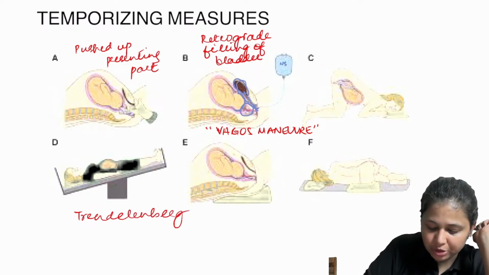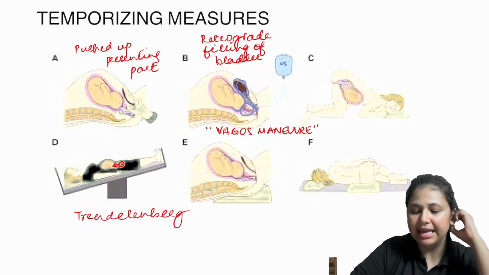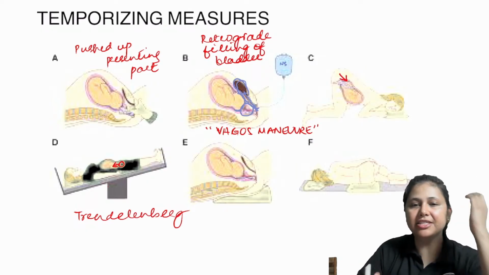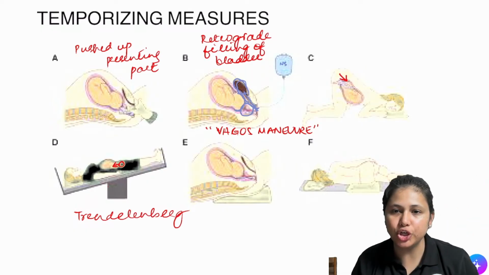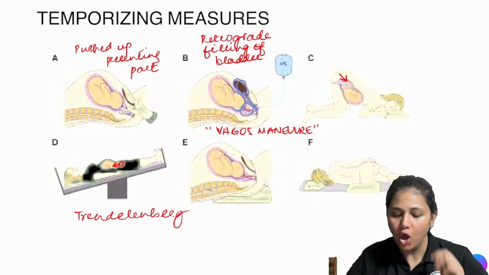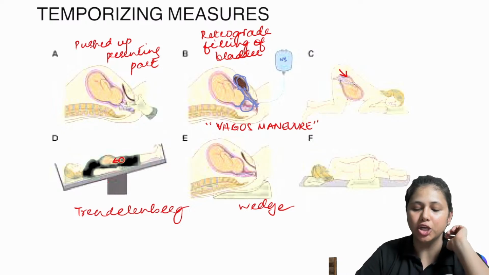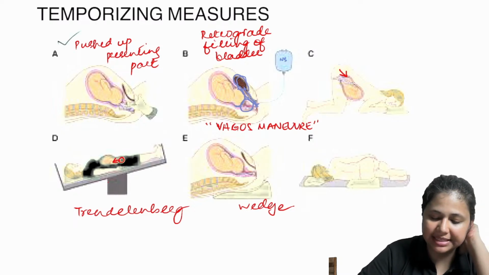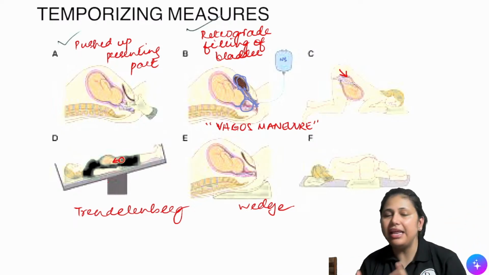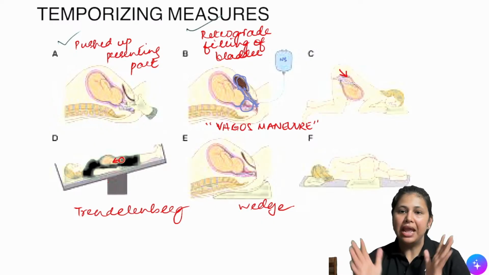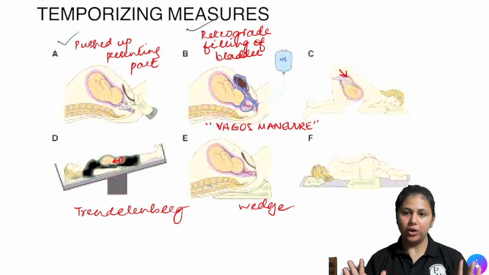तो Trendelenburg position में करोगे, पहले यहाँ पे था, तो this will go up slightly, right? इसमें भी your presenting part is going up slightly and relieving the pressure on your umbilical cord. Or what you can do is you can place a wedge. So what we did that day was this and this, right? And quickly we put the patient on the trolley and we rushed her to the OT table.